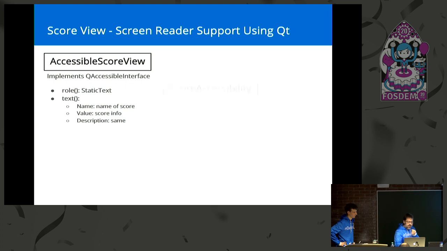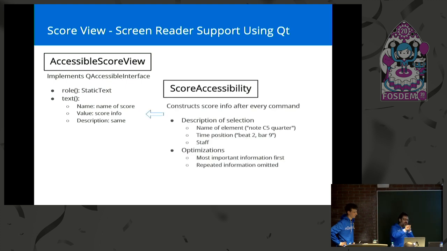And so what that might look like is at the end of every command, when I hit that right arrow key and the note moved, at the end of every navigation command, every edit command, we run something that will calculate what to give to the screen reader. And it's basically a description of the selected element, its time position, what beat and measure it's on, and what staff it's on. But we also optimize this for the screen reader. The raw form is in the status bar, but for the screen reader, we optimize it so the most important information is first.